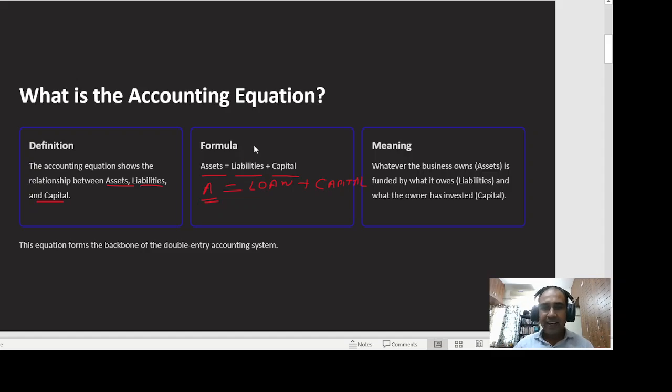So the basic idea of forming this equation is that the business will be owning a lot of assets in their balance sheet. If you see the asset side of the balance sheet, it will be either funded through a liability, which we call a loan, or it will be funded through capital. Capital means the amount which is invested by the owner of the business to run the business. The funding by the owner of the business is called capital. And any external funding, we call it loan or liabilities. So assets will always be equal to liabilities plus capital.